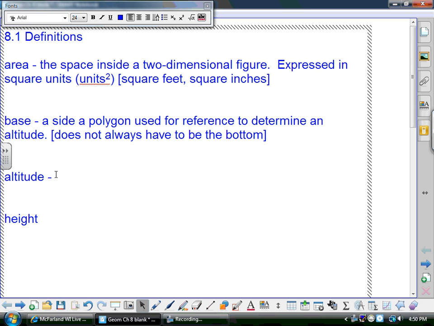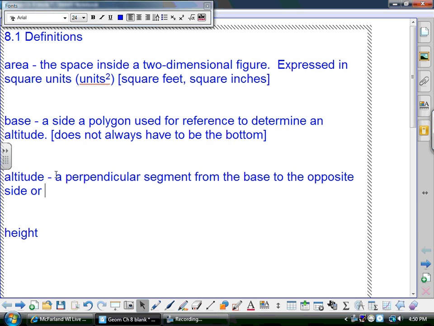An altitude is very closely related to a base. An altitude is a perpendicular segment from a base to the opposite side or vertex. We've talked about altitudes before, and an altitude and a height are pretty much the same thing. The height is the length of the altitude. The altitude is the segment itself.